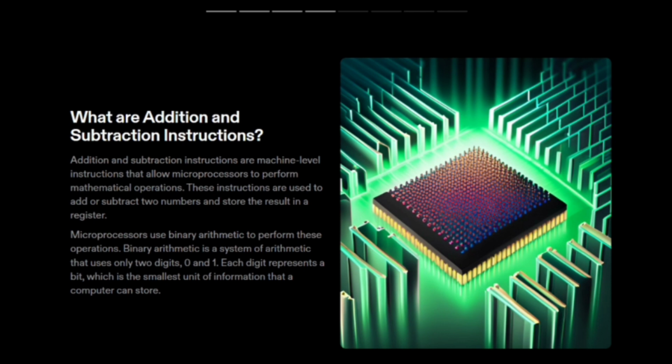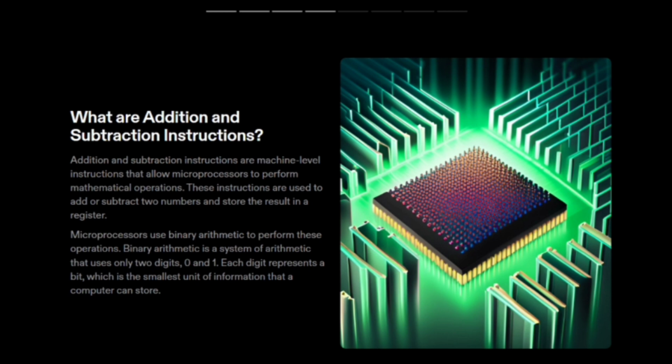What are addition and subtraction instructions? Addition and subtraction instructions are machine level instructions that allow microprocessors to perform mathematical operations. These instructions are used to add or subtract two numbers and store the result in a register. So basically, when we do addition and subtraction of any two numbers, we instruct the computer how to add them and where to store the result.